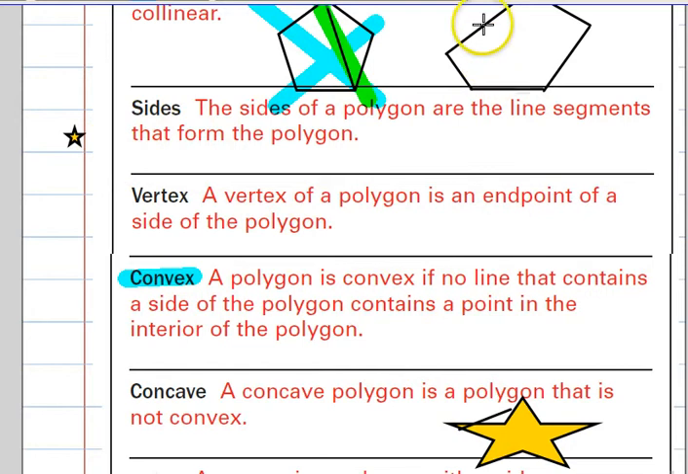So if it really is a convex polygon, then if I were to draw a line from one side to the other side, it will always remain inside the polygon. That's what makes this convex. But in this case, if I draw a line from this side to this side, I would actually have to go outside the polygon. So that's what makes this a concave polygon. This is concave, and everything else that you're used to seeing is convex.